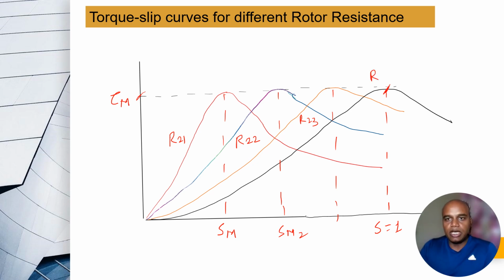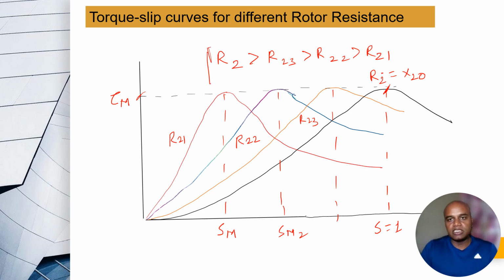Therefore, for this condition, the rotor resistance becomes equal to my standstill rotor reactance. So I can say that in this condition, R2 is the maximum, R24, then R23, then R22, and then the lowest value is R21. I hope we have understood how increasing the rotor resistance by some external means changes the slip value at which we get the maximum torque, which is very handy for applications where I need high starting torque, like an electric rail, or let's say the electric vehicle also.